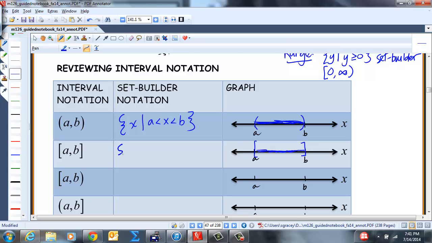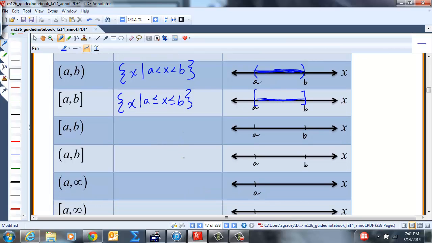And this would be x such that a is less than or equal to x, which is less than or equal to b. Now you could have one side included, one endpoint included, and one not. So here, if A is included, we'd have the square bracket around A, and if B is not included, we'd have the parenthesis, and we'd shade everything in between. So we would have x such that A is less than or equal to x, and x is less than B.